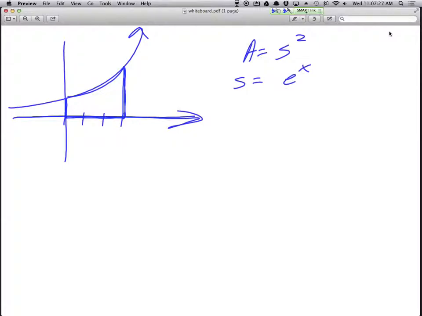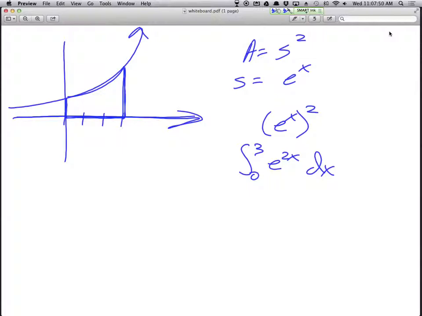Once I find my side, what do I do? Plug it back in. So that is e to the x squared. Multiply the exponent. So that is e to the 2x. And what do I want to do with e to the 2x? Integrate it from 0 to 3.